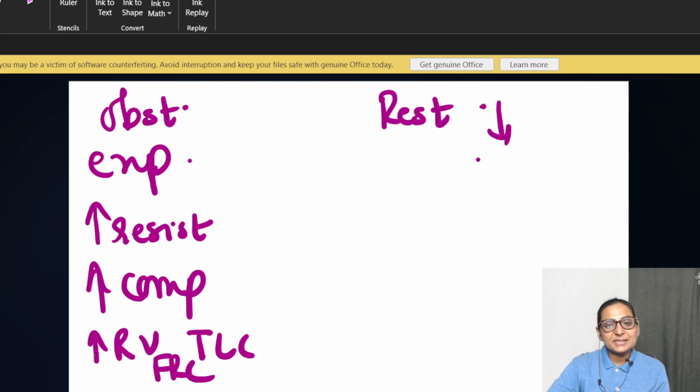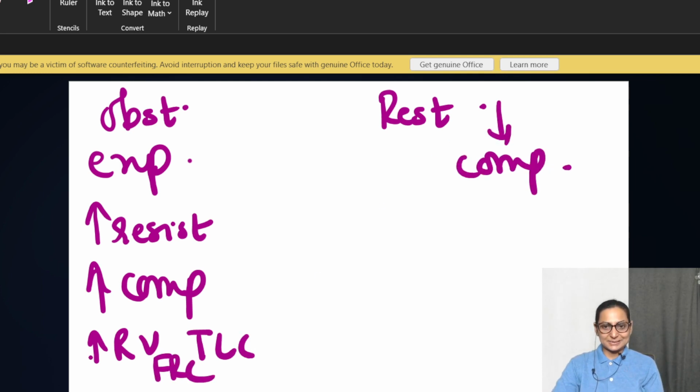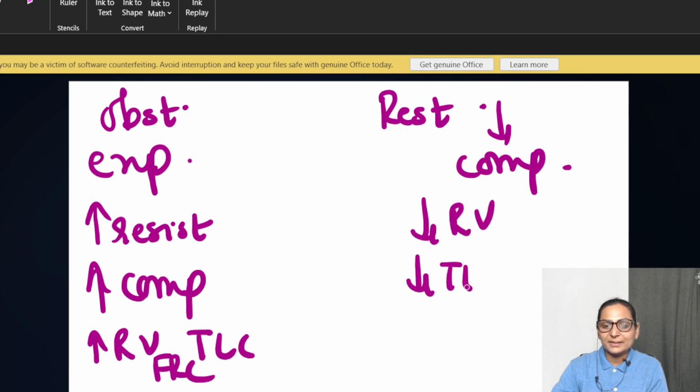In restrictive disease there is poor compliance, right? There is poor compliance because there is a difficulty in inspiration, right? So here there is going to be a decrease in the residual volume, and a decrease in your TLC and your FRC.